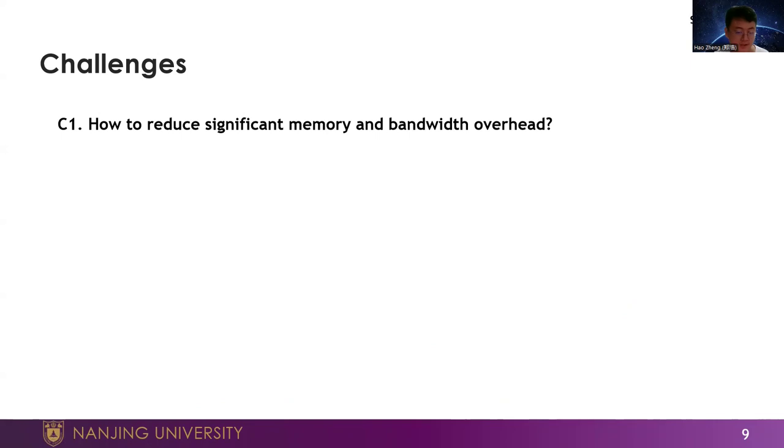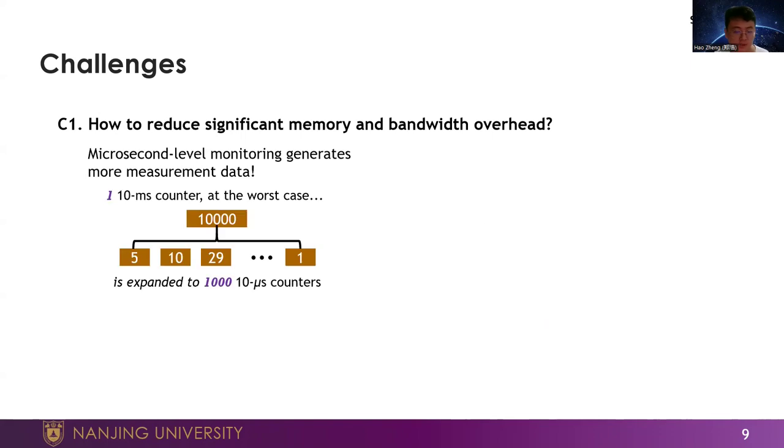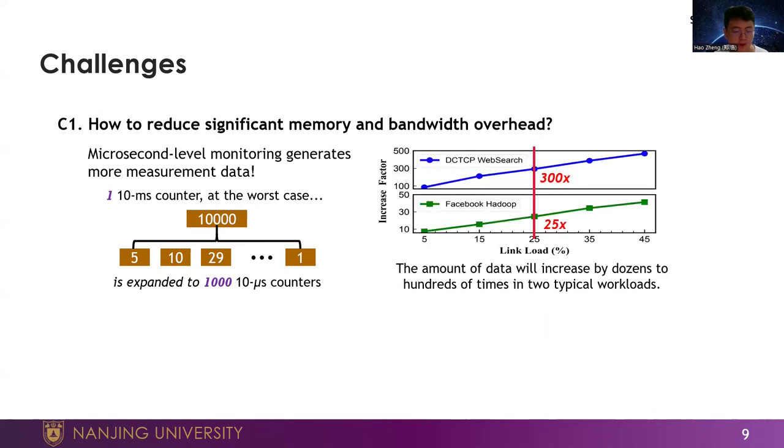It's not easy to achieve the microsecond-level monitoring. Here are 3 challenges. The first challenge is the increase in the amount of measurement data. For example, if we refine 10 millisecond granularity to a 10 microsecond granularity, in the worst case, each counter needs to be expanded to 1,000 counters. We also evaluate 2 typical workloads. We found the amount of data will increase by dozens to hundreds of times. This put a lot of pressure on device memory and bandwidth.